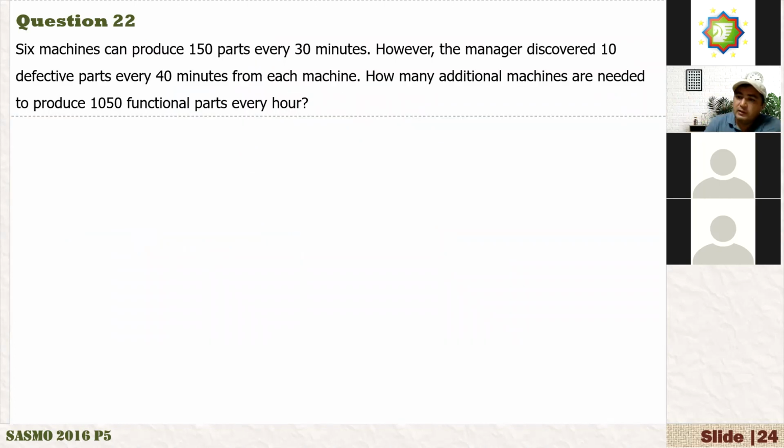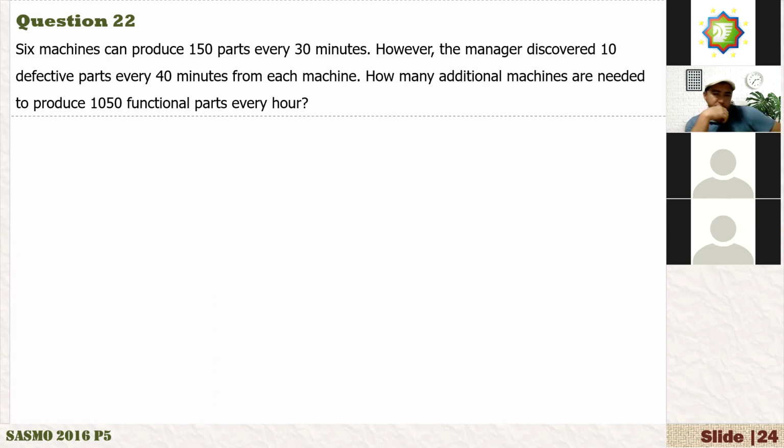Next question. Aydin, can you read the question? It's Aydin's turn, I think, right? Yes. 6 machines can produce 150 parts every 30 minutes. However, the manager discovered 10 defective parts every 40 minutes from each machine. How many additional machines are needed to produce 1,050 functional parts every hour?